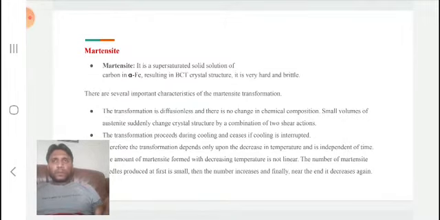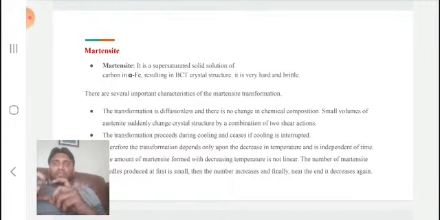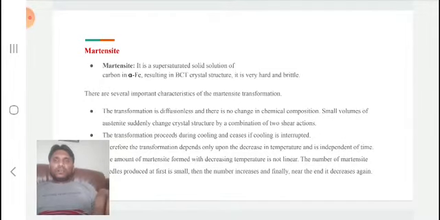That means while cooling, it has to form a BCC structure. But because of rapid cooling, there is an elongation of the lattice which forms a tetragonal shape. So that is how martensite gives a BCT structure. So there are several important characteristics of the martensitic transformation. The transformation is diffusionless and there is no change in chemical composition.